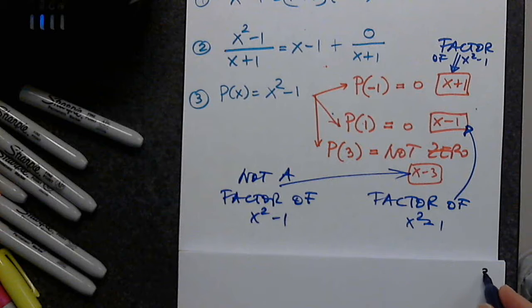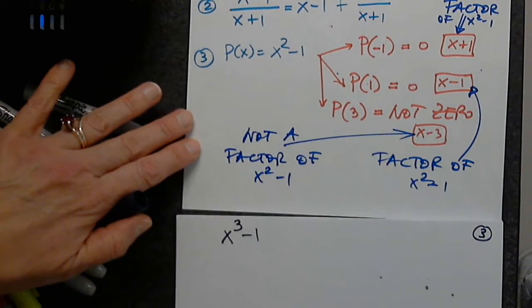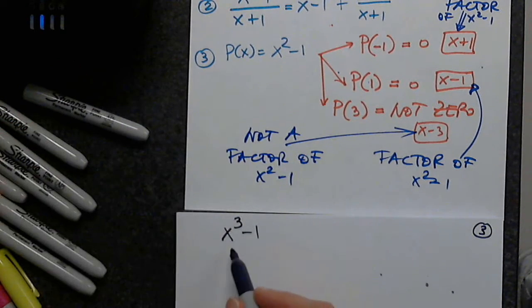Just to make sure that this is clear, I'm going to say this. x cubed minus 8, divided by x minus 2. I'm asking you not to find the quotient. I'm asking you to find the remainder only of this division. How will you find the remainder of this division?